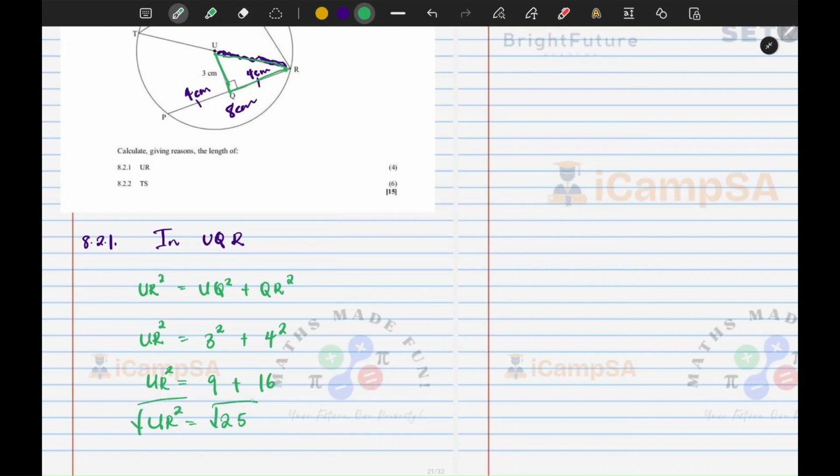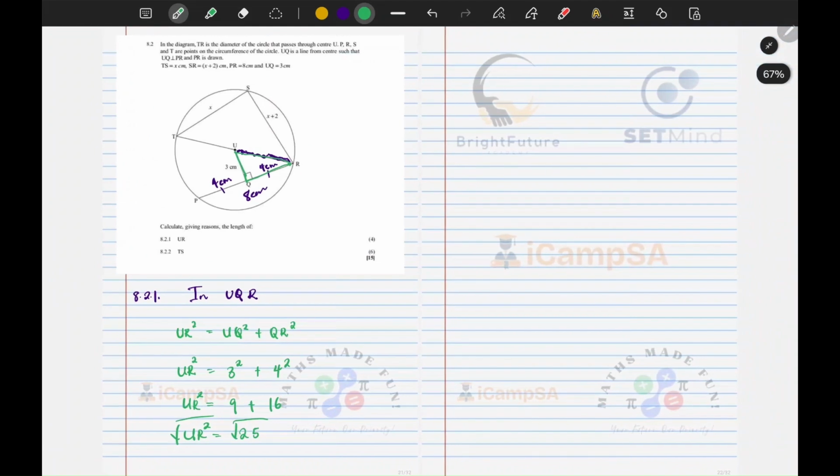So now we can square root both sides. Now UR is going to be equal to 25 centimeter. Fairly easy. You get your marks. So now you have UR. Now let's look at 8.2.2. Great. So now they want the length of TS, right? So they want this. They want TS.